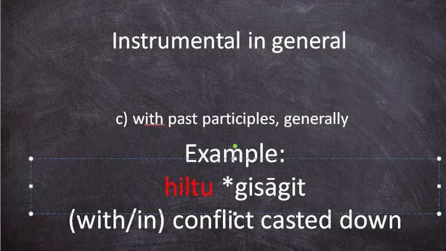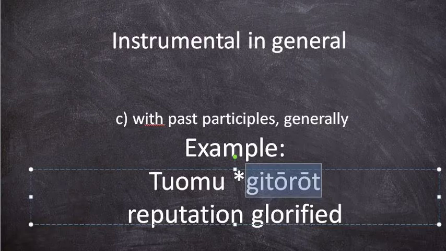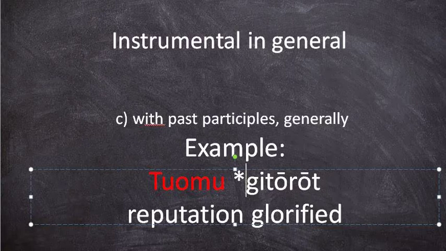So here's our third example with tuomu getorot. Again, I know I'm repeating myself, this reconstruction is straight from Old English. Anyway, the point here is that we got tuomu getorot. So we have our past participle here, meaning glorified. Then we have reputation here. Tuom can mean a number of things, but in this context it means reputation, though it also means judgment or choice or selection, depending on the context. But the cool thing about this fragment is that this is actually in the instrumental, and singular because we're talking about one reputation, right? So that is our instrumental. That's cool. Let's move on.